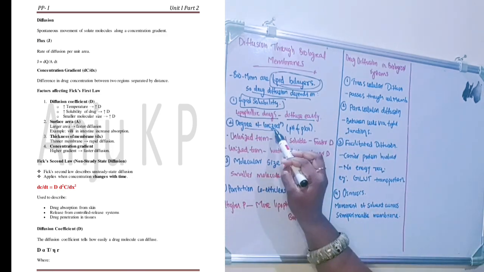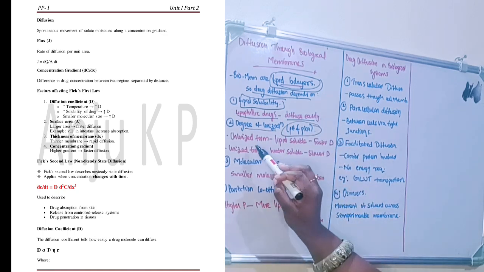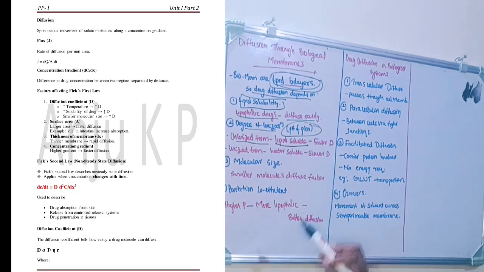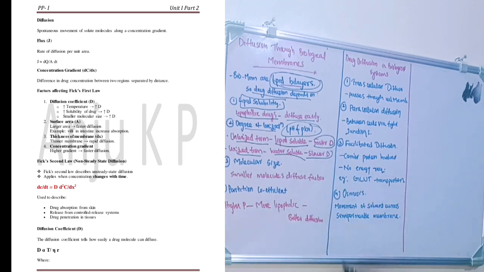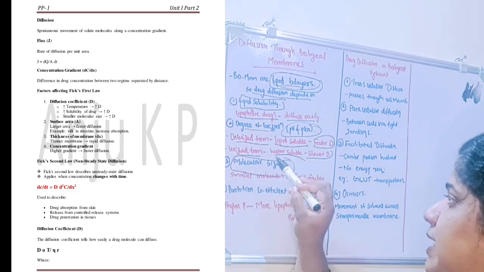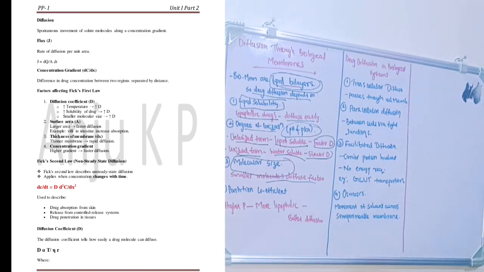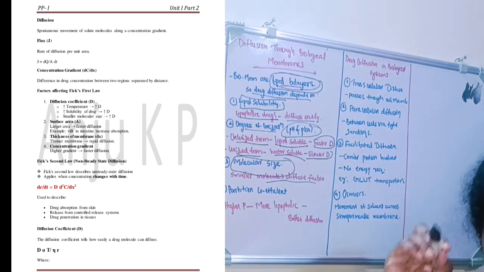Then comes the degree of ionization, in the case of pH or pKa. The unionized form will be lipid soluble, so we will get faster diffusion. The ionized form will be water soluble, so it will be slower diffusion. Next comes the molecular size. If the molecular size is smaller, we'll get faster diffusion. If the molecular size is larger, the diffusion rate will also reduce.